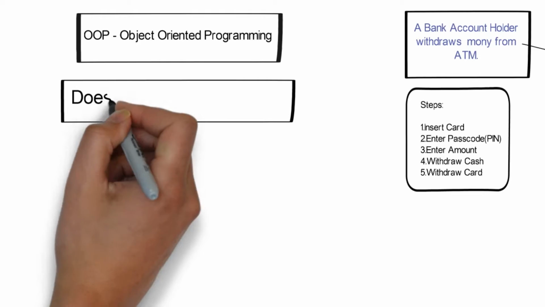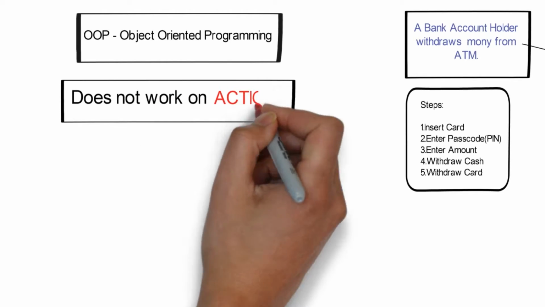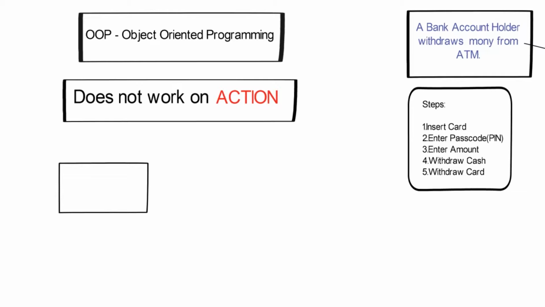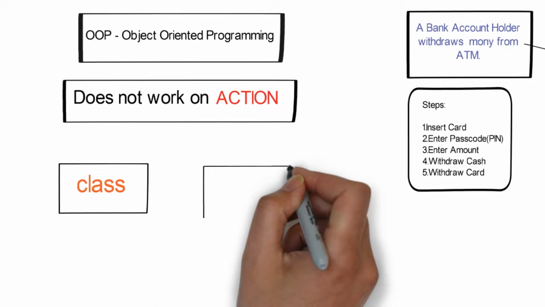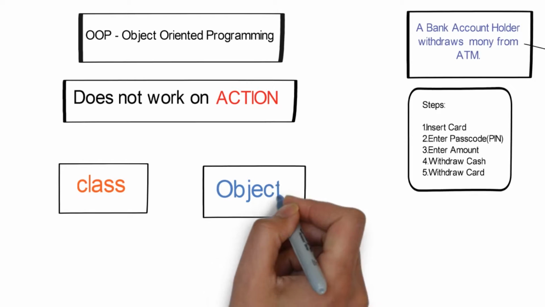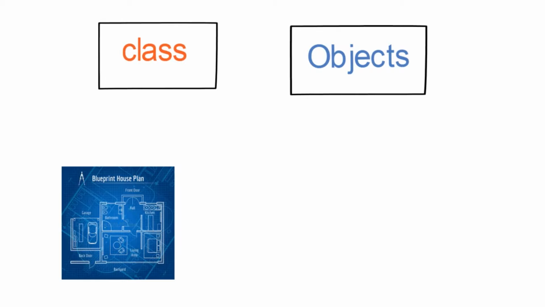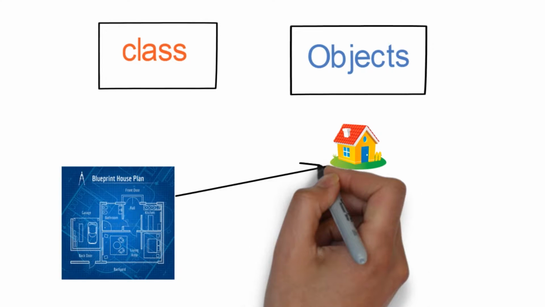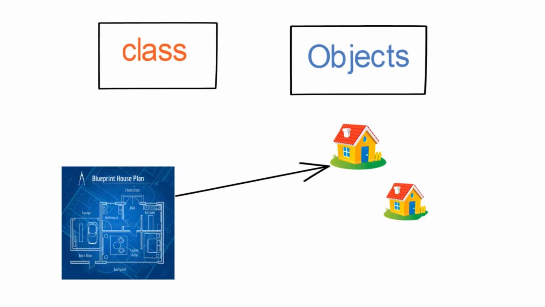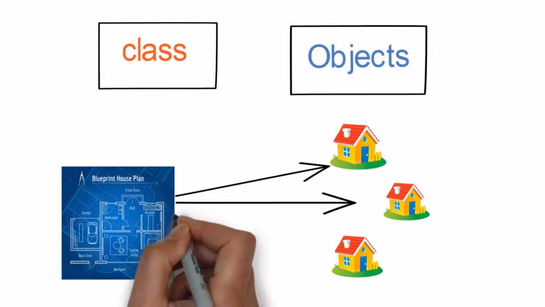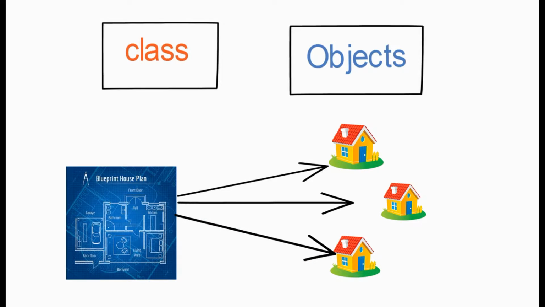Unlike the previous example, in object-oriented programming we don't work on actions. Instead of actions, we are dealing with classes and objects. You can understand a class as a blueprint. If you want to create a house, first you must create a single template. By using that template, you can create any number of houses. We can apply this concept to object-oriented programming. A class is a template, and by using this template, we can create multiple objects.